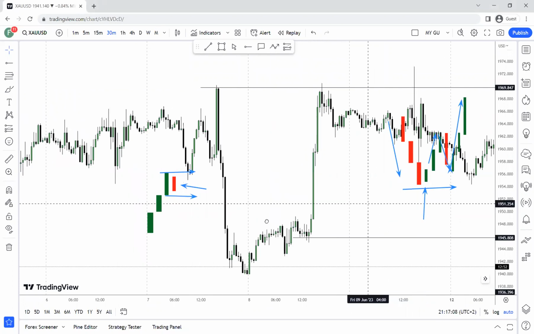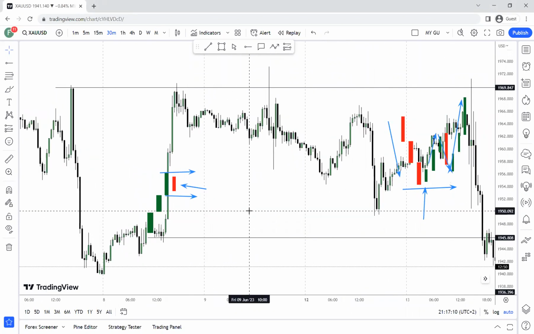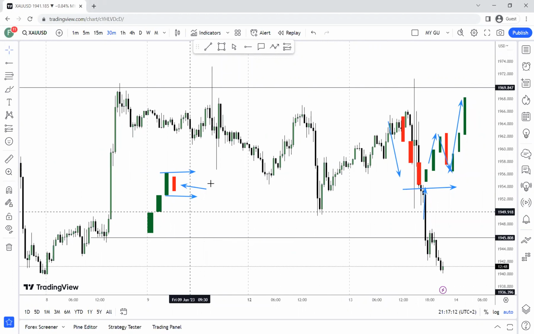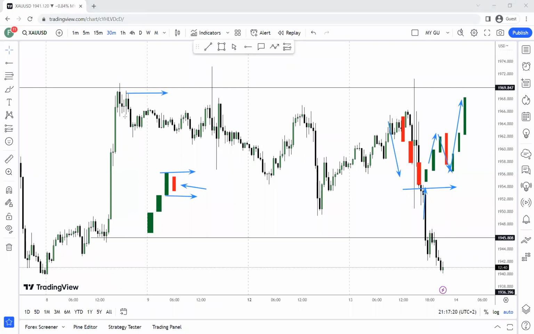All right, let's look at this one right here. So we have another inside bar right here. This is a very good inside bar. The body, the wicks, they are all inside our previous body.